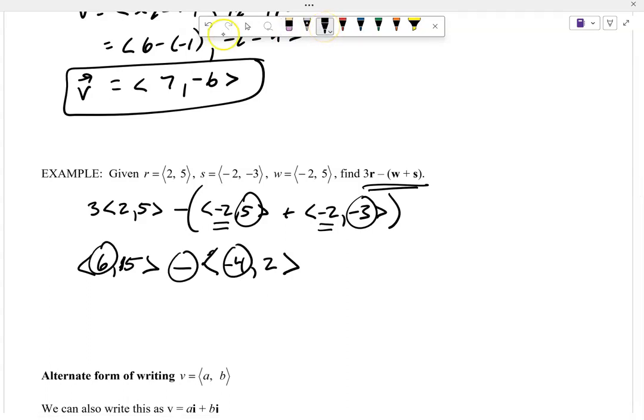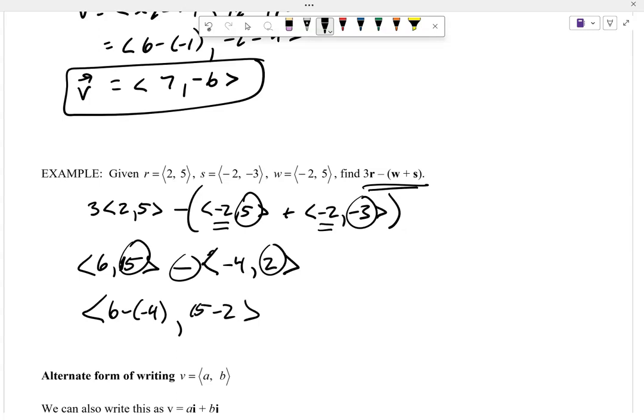6 minus negative 4. And then I'm going to go 15 minus the 2. So we got 10, 13 as our resultant vector there. Okay.